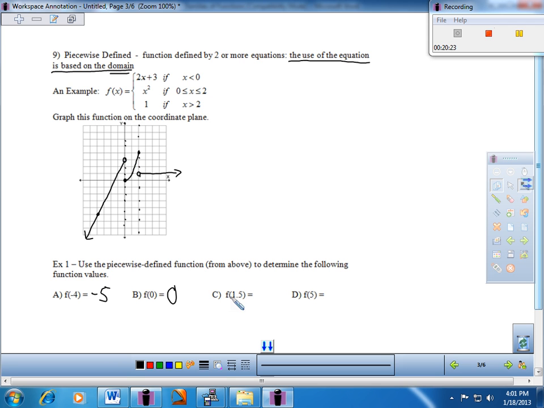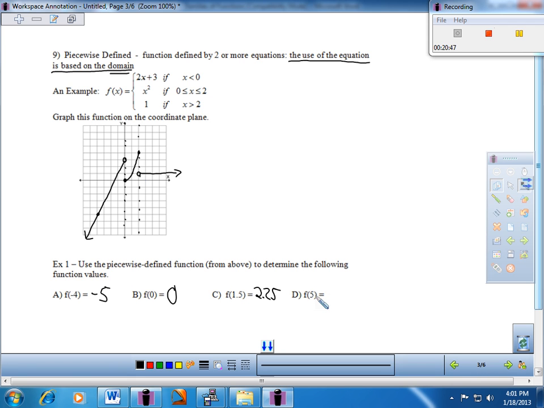Next one, 1.5. So what do you think? Is 1.5 less than 0? No. Is 0 less than or equal to 1.5, less than or equal to 2? Yeah, that's the one. So it's in between 0 and 2, so it goes right there. 1.5 squared happens to be 2 1/4. All right, and again, just to check it out, it should be somewhere in there, give or take.